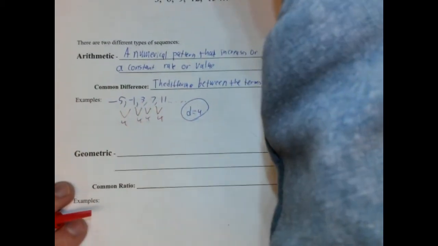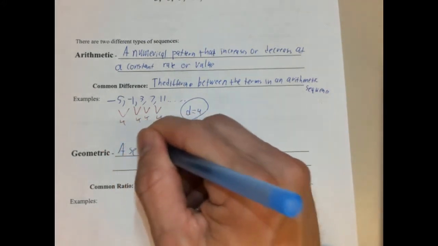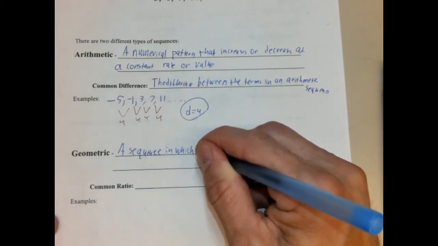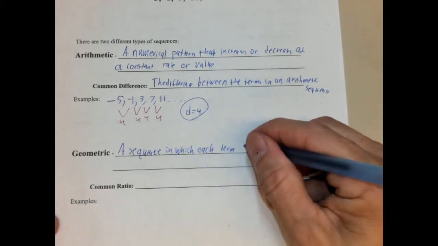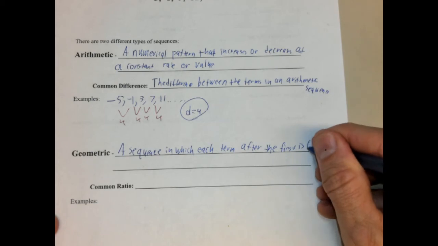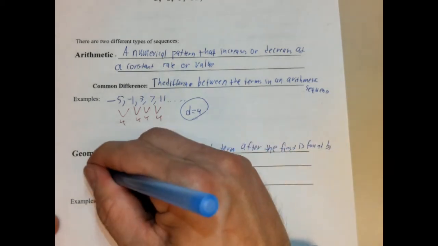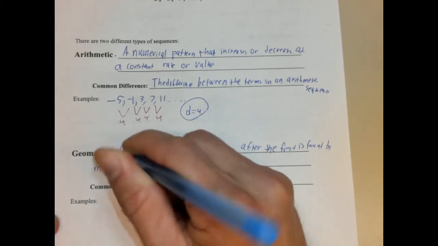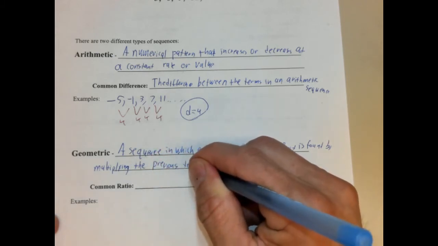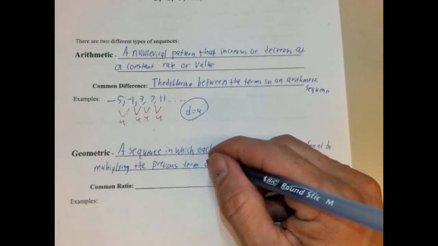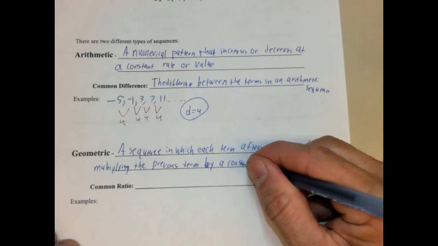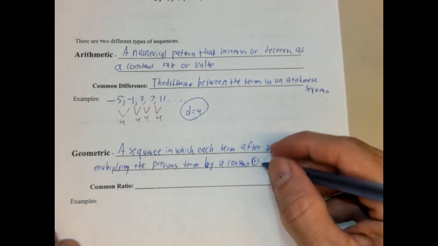Now, geometric. A geometric sequence is a sequence in which each term after the first is found by multiplying the previous term by a constant, call it r in this case, called the constant ratio.